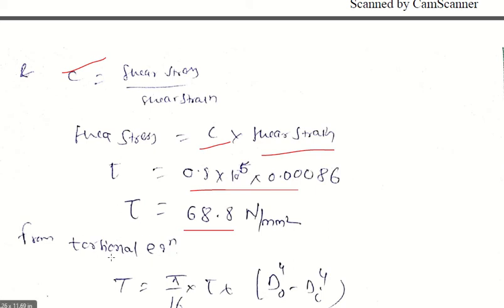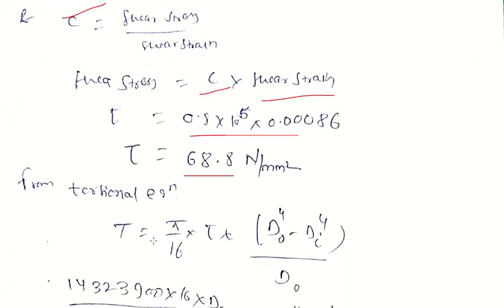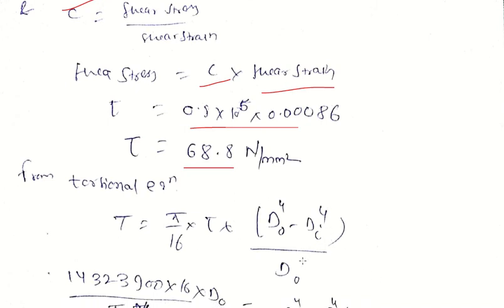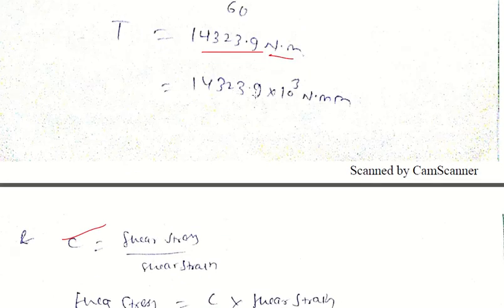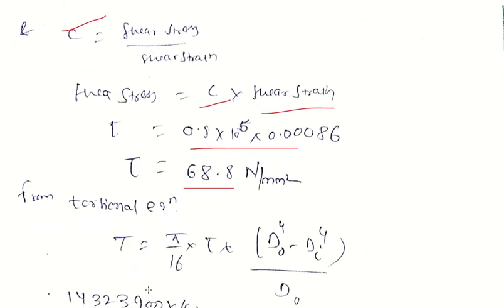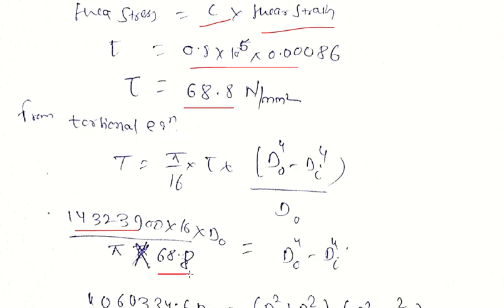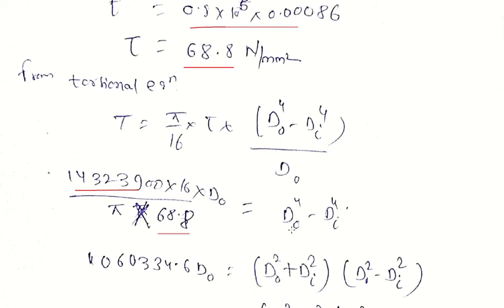Now we know from the torsional equation, torque T equals pi by 16 shear stress into d outer to the power 4 minus d inner to the power 4 by d outer. Here we transfer the values. So T is the torque value we found here. So we put it in this equation, and tau is 68.8. So everything here.